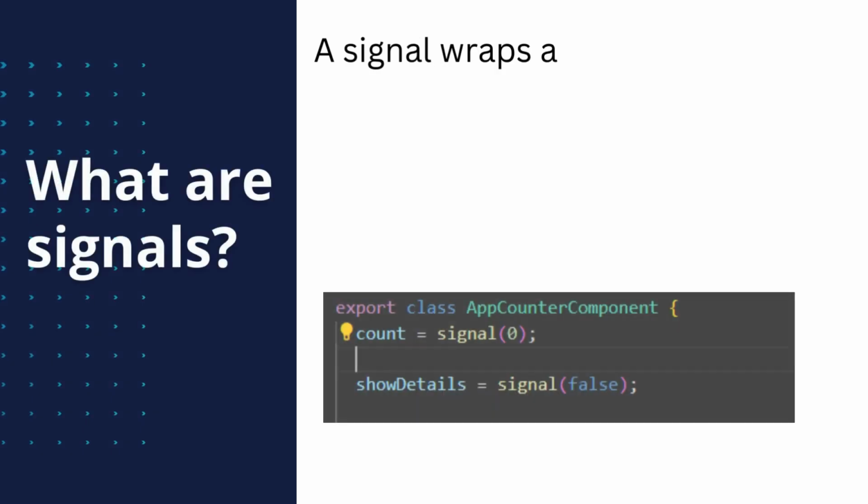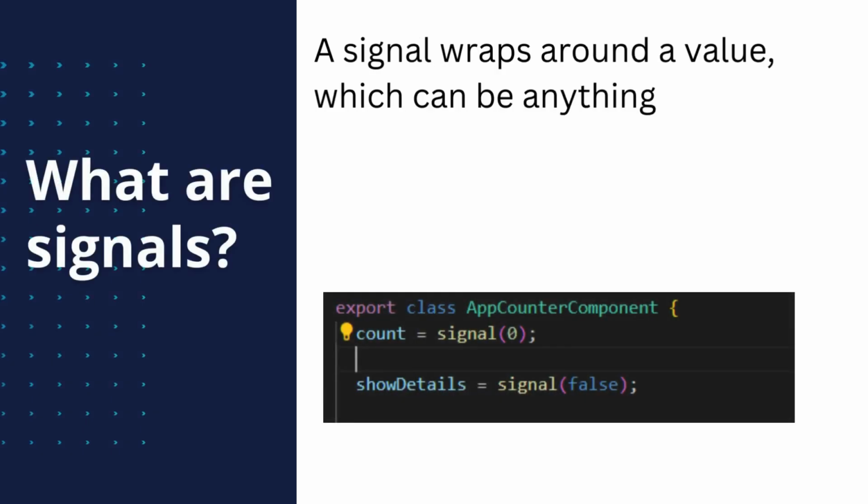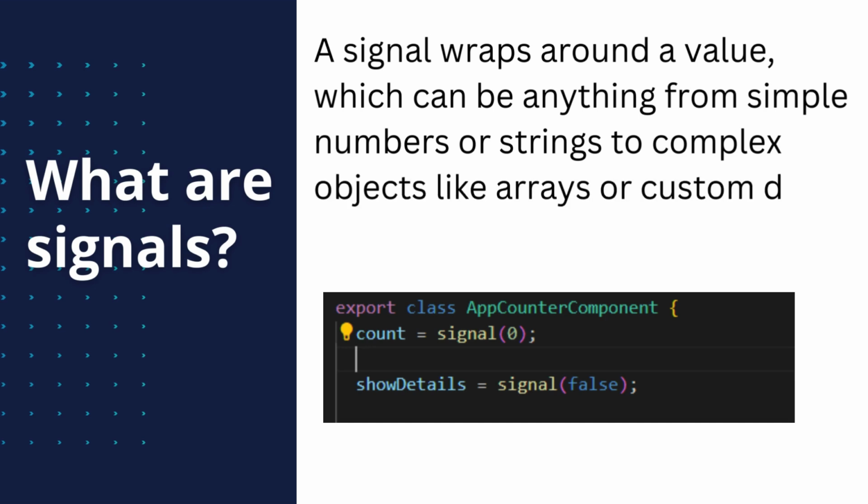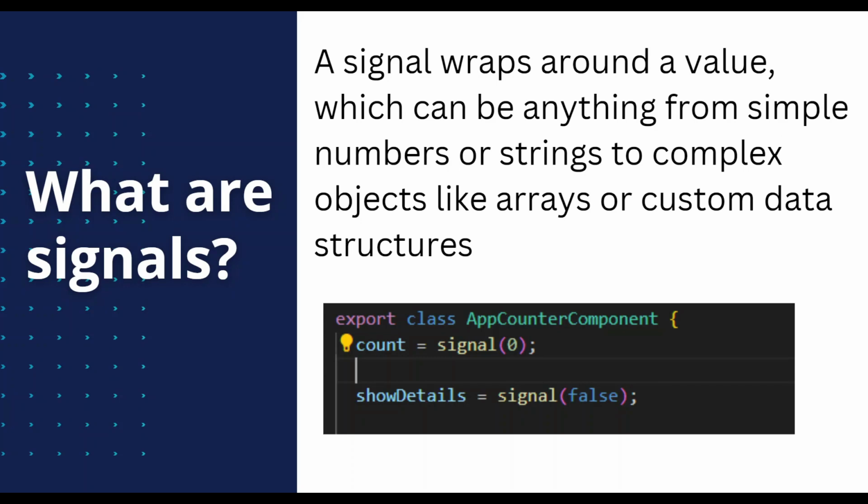So let's start with one single thing, right? What are signals? A signal wraps around a value, which can be anything from a simple number or string to a complex object like arrays or a custom data structure. That's it. So we will start with the demo. As we progress through the demo, we will teach you every single concept in signals.